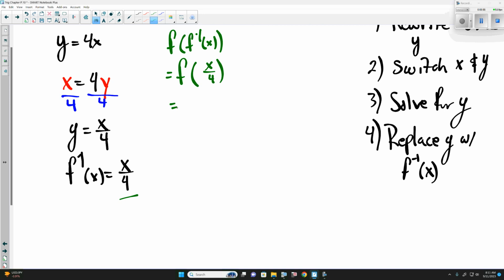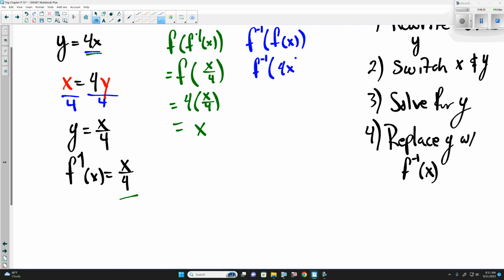And taking f of x over 4, we're plugging it back into f of x, which means we have 4 times x over 4. We replace every x in the function with x over 4. We're used to doing this with our composite functions, yes? And our 4 times x over 4 is indeed x. Yeah, 1x. We can do the same thing with f inverse of f of x.